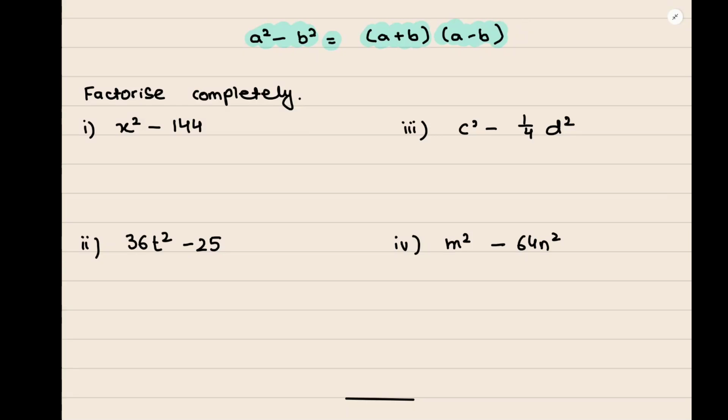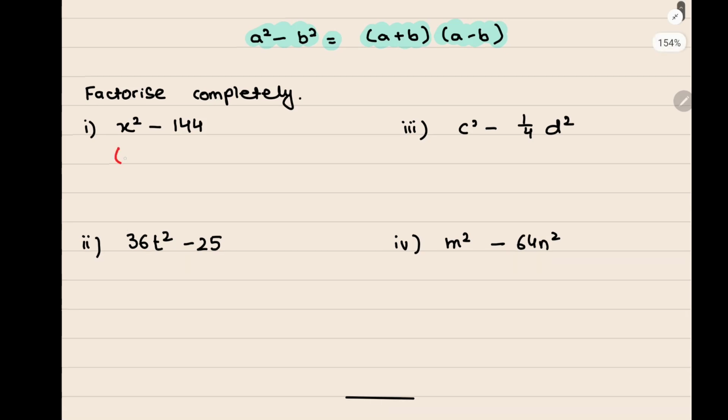So we have the algebraic identity a square minus b square is equal to a plus b into a minus b. We will use this identity to factorize algebraic expressions. You can see the first question is just x squared minus 144.